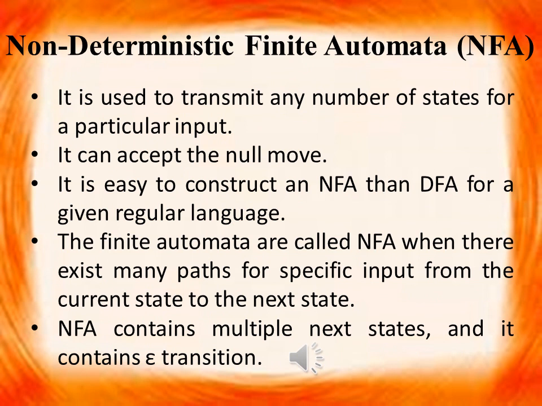Non-deterministic finite automata. It is used to transmit any number of states for a particular input. It can accept the null move. It is easy to construct an NFA rather than a DFA for a given regular language. The finite automata are called NFA when there exist many paths for a specific input from the current state to the next state. Every NFA is not a DFA, but each NFA can be translated into a DFA. NFA is defined in the same way as DFA, but with the following two exceptions: it contains multiple next states and it contains null transition, that is epsilon transition.